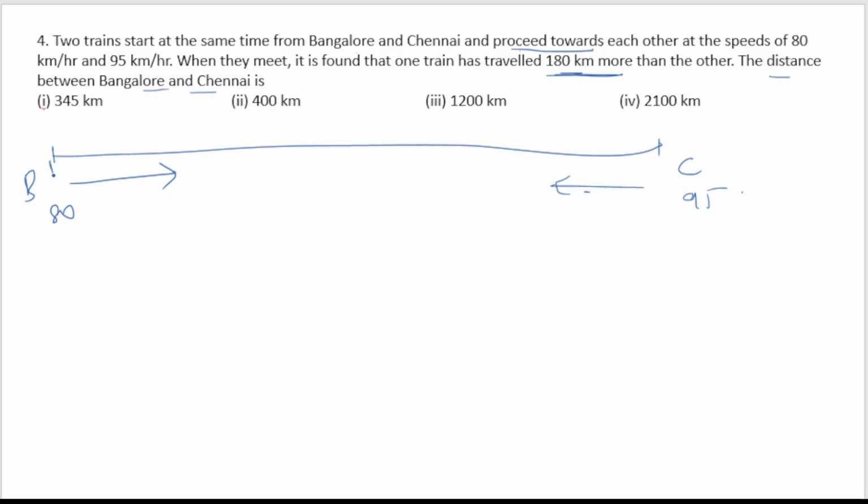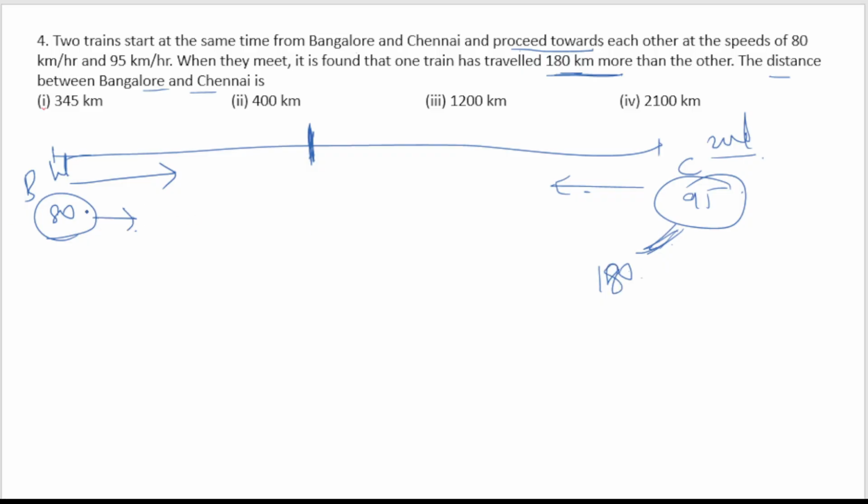See, the speed of the first train is 80 kilometers per hour, and the speed of the second train is 95 kilometers per hour. The speed of the second train is more, so the distance traveled by the second train will obviously be more. So they will meet here. The distance traveled by the second train will be 180 kilometers more than the first train.